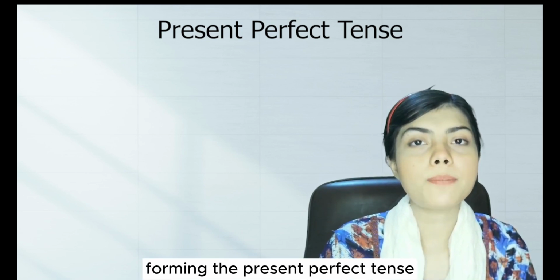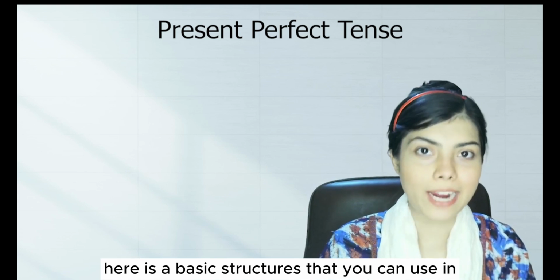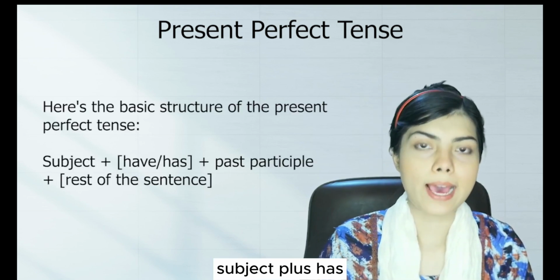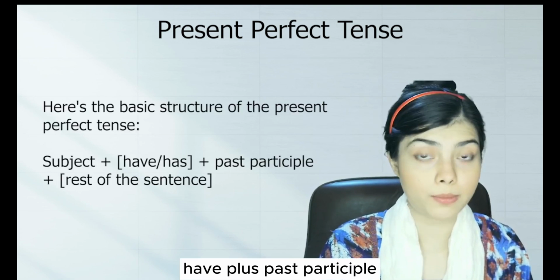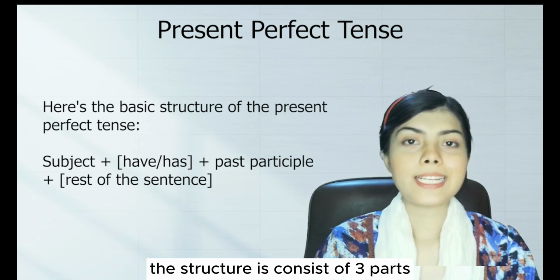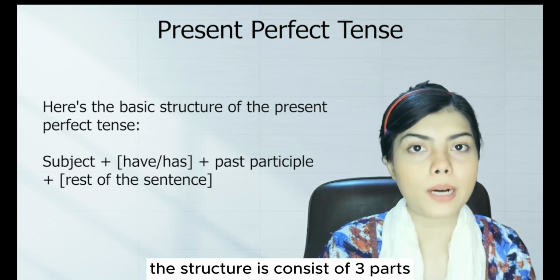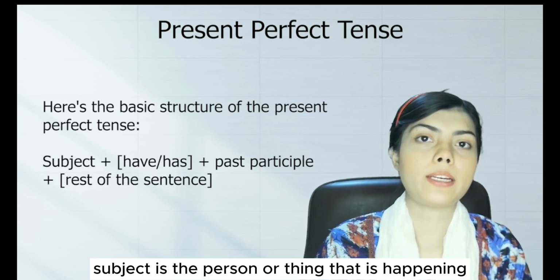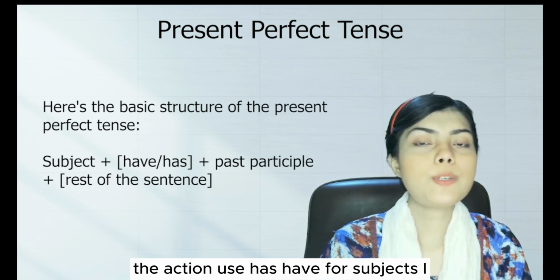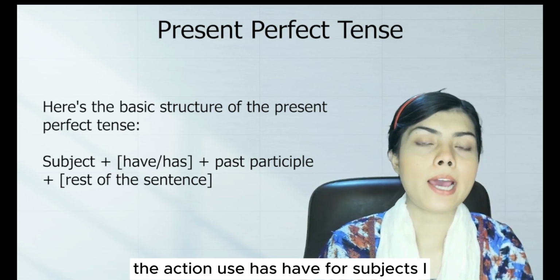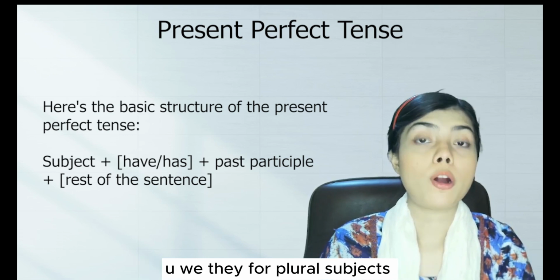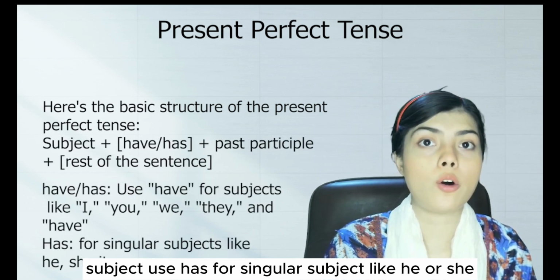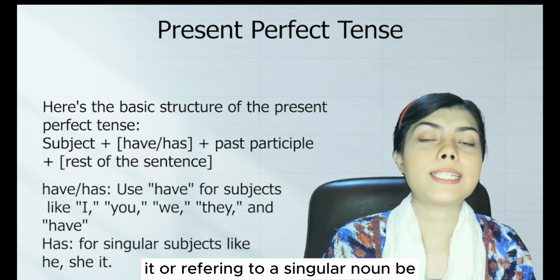Forming the present perfect tense, here is a basic structure that you can use in your sentences. So let's see. Subject plus has, have plus past participle and plus the rest of the sentence. The structure consists of three parts. First is subject. Subject is the person or thing that is performing the action. Use have for subjects I, you, we, they. For singular subjects like he, she, it, or referring to a singular noun, use has.